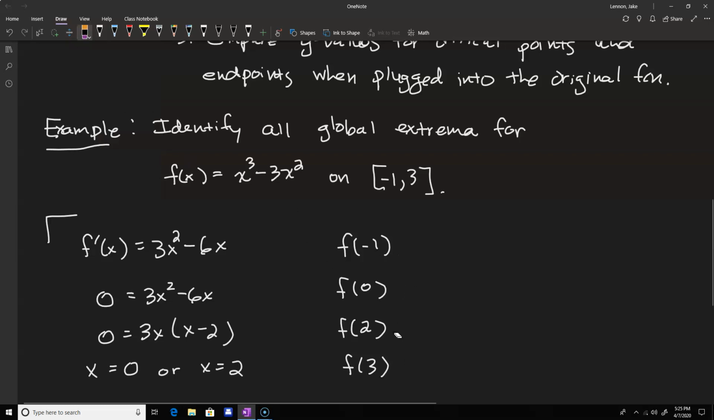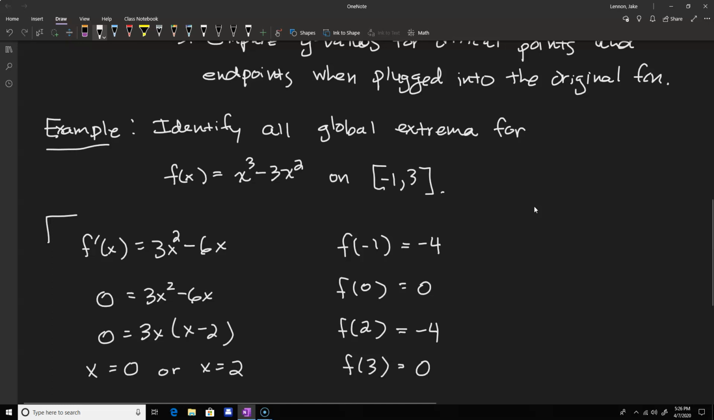These are in fact exactly equal. So if you plug -1 into f of x, you get a y value of -4. If you plug in 0, you get 0. If you plug in 2, you also get -4. And if you plug in 3, you get 0 once again. So all four of these points turn out to either be a global max or a global min.